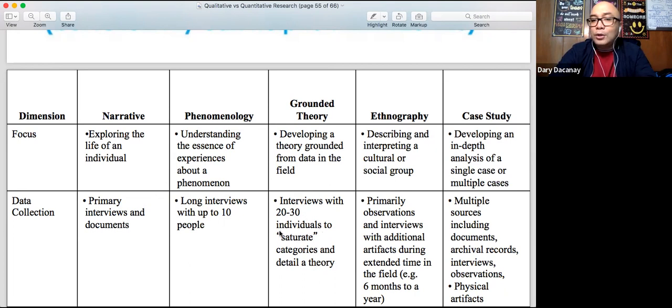This is what we call saturation. When you arrive at the point where your participants are all saying the same things, you have to stop. And that is saturation. Ethnography uses primarily observations and interviews with additional artifacts during extended time in the field, six months to a year, although another author would say you have to immerse yourself in the data for three to six months. Case study uses multiple sources, including documents, archival records, interviews, observation, and physical artifacts.